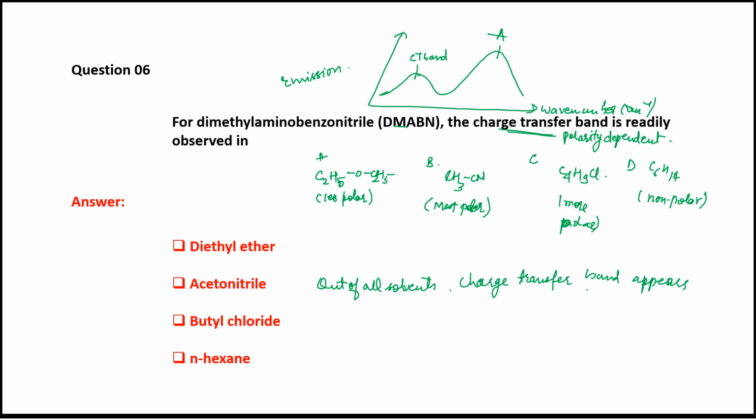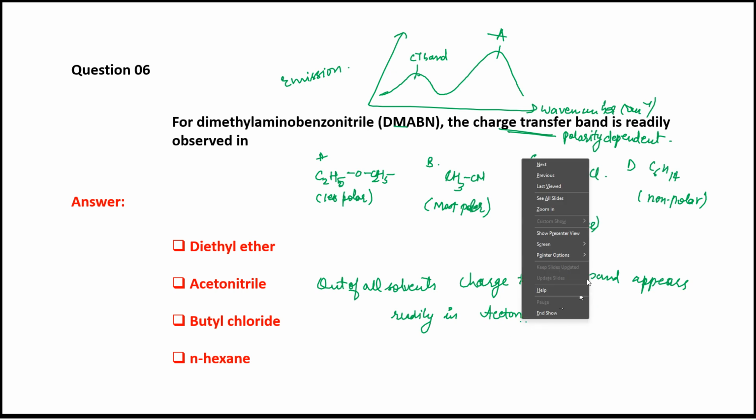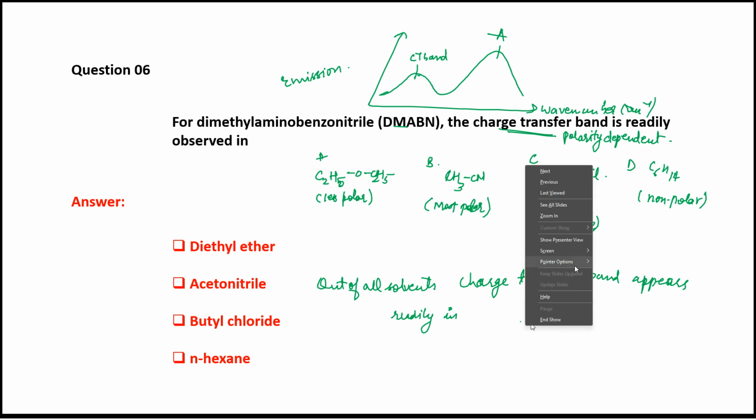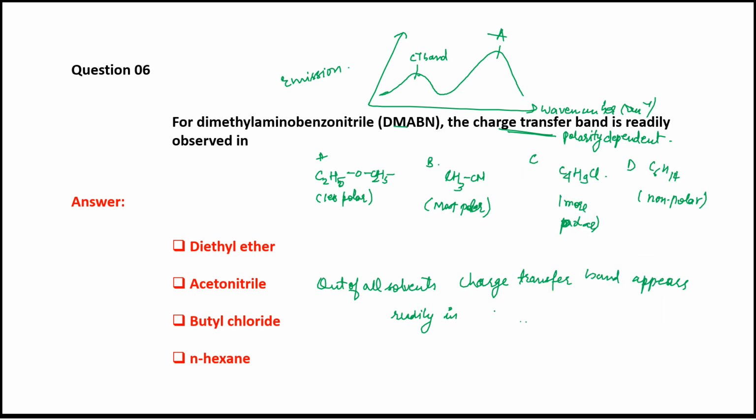appears readily in acetonitrile. The more polar the medium is, the better you will see the charge transfer band. And thus it is most properly observed in acetonitrile and not in the other ones.